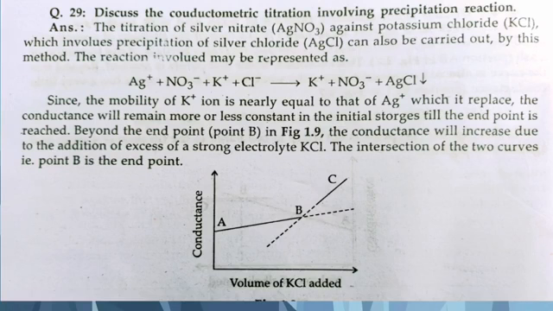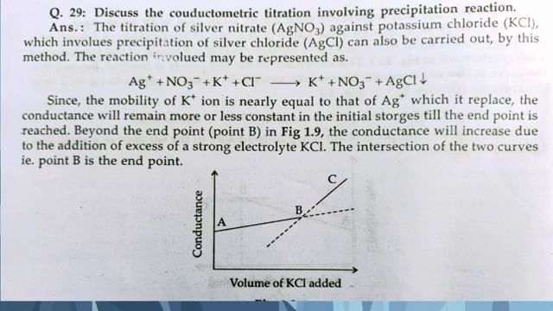Now let's come to the next question. Discuss the conductometric titration involving the precipitation type of reaction. The titration of silver nitrate AgNO3 against potassium chloride KCl, which involves the precipitation of silver chloride, AgCl, can also be carried out by this method. The reaction involved may be represented as silver positive, nitrate negative, potassium positive and chloride negative to form potassium nitrate, K positive and nitrate negative, and AgCl precipitated as a salt.